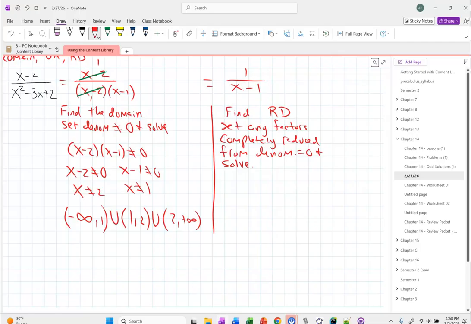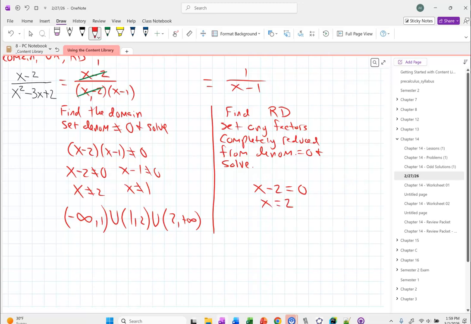We're going to take our reduced denominator, set that equal to 0 and solve. What do I get here? Oh, I'm sorry, no. I made a mistake. Set any factors completely reduced from the denominator equal to 0. What factor was completely reduced? X minus 2. Sorry, big mistake there. So what's my solution? X equals 2.